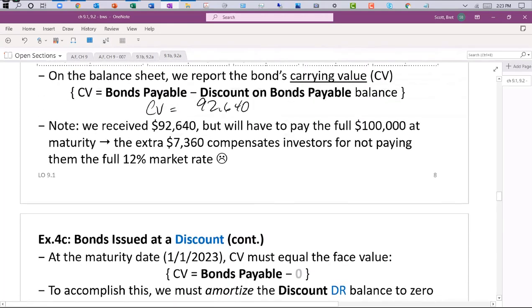Granted, some people look at this and say, wait a minute, that 7,360, we're going to pay them back a full 100,000 at the maturity date. They only paid us 92, so why are we giving them the full 100,000 at the end? The reason is that every time we make an interest payment at 5%, it really doesn't represent the 6% market rate that they're getting. So it looks like we're shortchanging them or ripping them off.